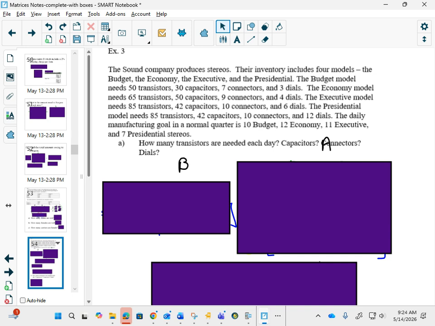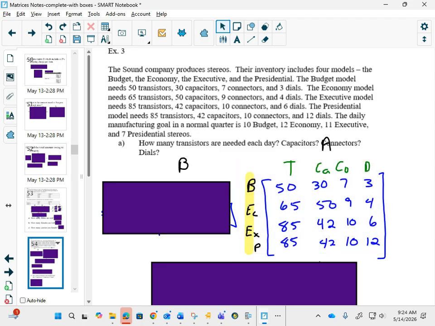You could take this data and without matrices, you could like brute force figure out a whole bunch of stuff. But your math would be all over and you'd be like very unorganized. And so this is the beauty of matrices. And there's more than one way to do this. Okay? But what I'm going to do is take the first set of data, which is the budget, the economy, the executive, and the presidential, and how many transistors, capacitors, connectors, and dials that I need. And I'm going to put it into a chart.